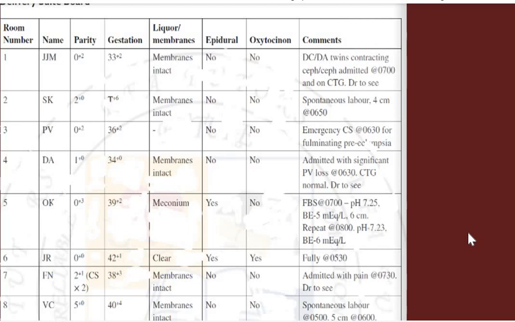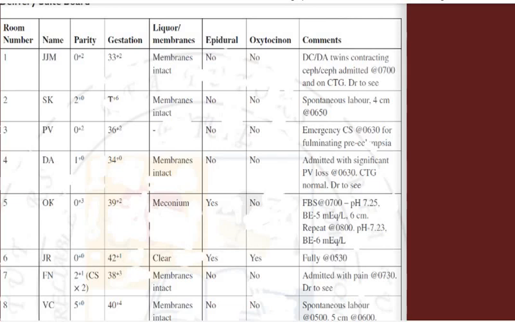Now I'll go to room number 2. The patient SK, para 2 plus 0, term plus 6, membrane intact, in spontaneous labor. I will quickly take the history, and the recent abdominal and vaginal examinations will be asked and confirmed, and the partogram maintained. It's a routine case, so this will be monitored by the midwife.